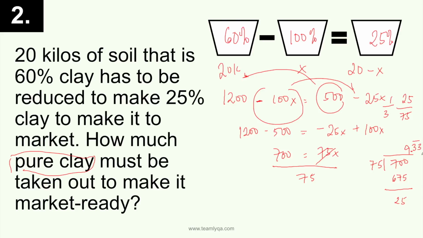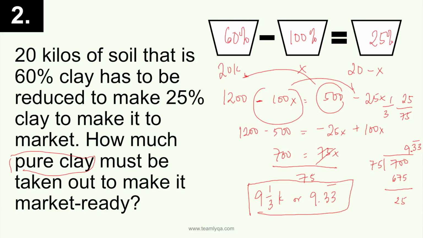So, 9.33 yung sagot. So, you have to remove 9 and 1/3 kilos of pure clay or 9.33, kasi iba-bar na lang natin kasi repeating number siya. So, pareho lang naman yan, equal naman yan. Yan yung sagot natin. So, para maging 25% clay siya, magtatanggal ka ng 9 and 1/3 or 9.33 kilos of pure clay. Okay? I hope you got that right.